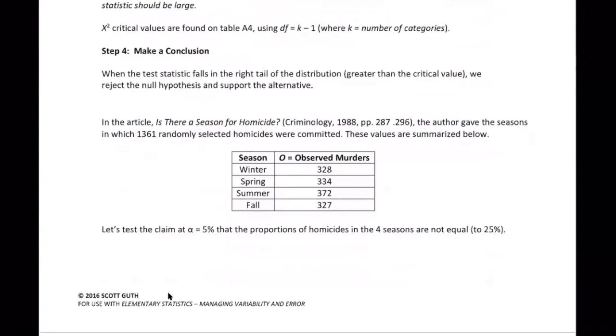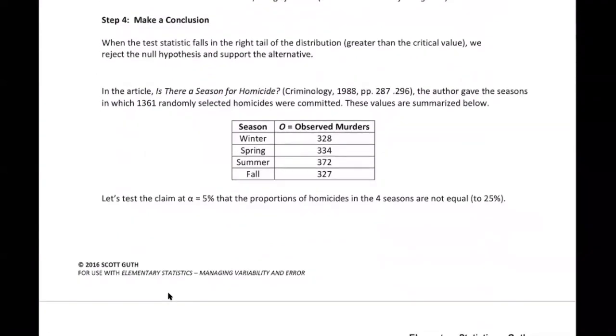Okay, this is one of my favorite problems all year. In the article, "Is there a season for homicide?" from a really old magazine that I got references for, the article gave seasons in which 1,361 randomly selected homicides were committed. These values are summarized below. So these are the murders, listed by season.